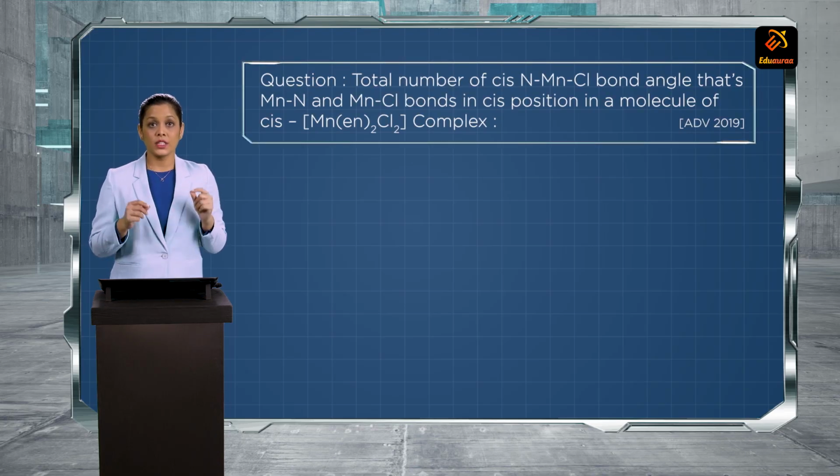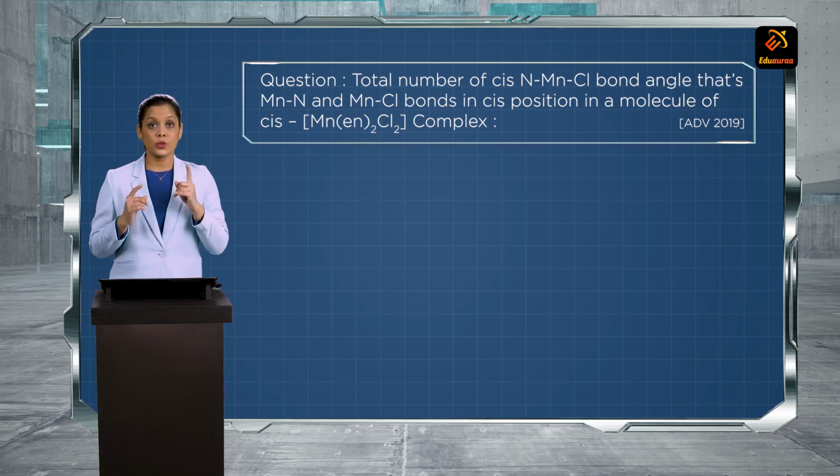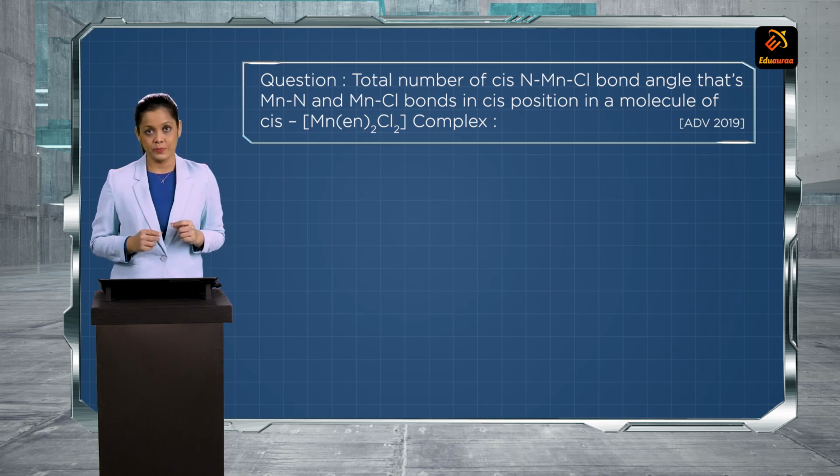Students, the next question is: total number of cis Mn-N and Mn-Cl bond angles, that is Mn-nitrogen and Mn-chlorine bonds in cis position, present in a molecule of cis-Mn(En)2Cl2 complex is. Here En is ethylene diamine. Students, this question was asked in Advanced 2019.